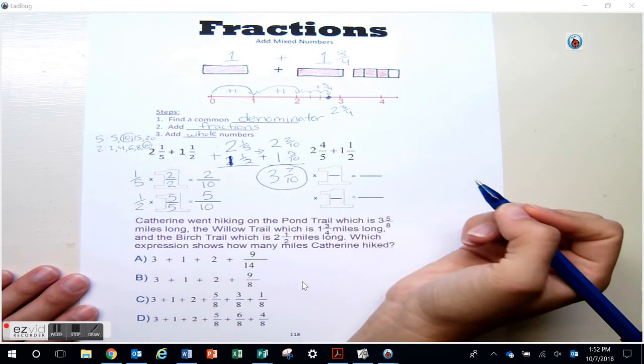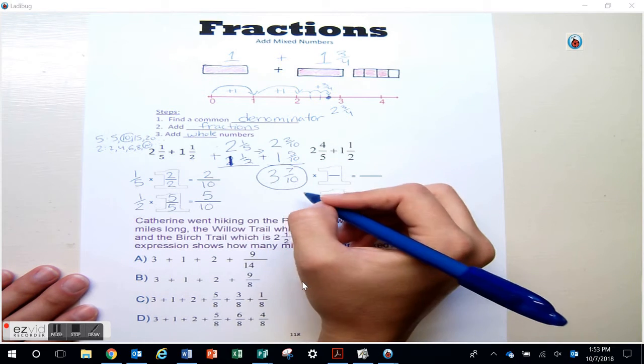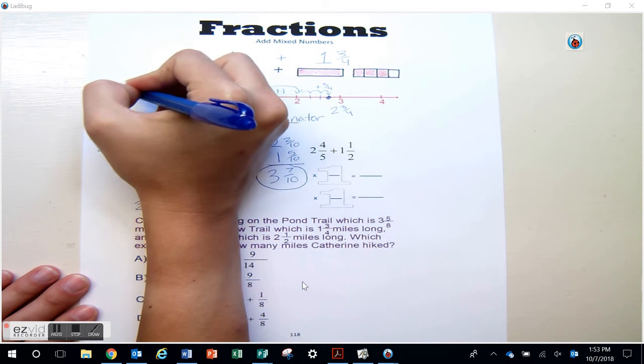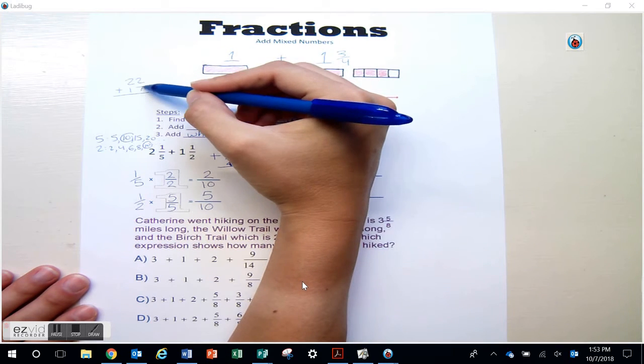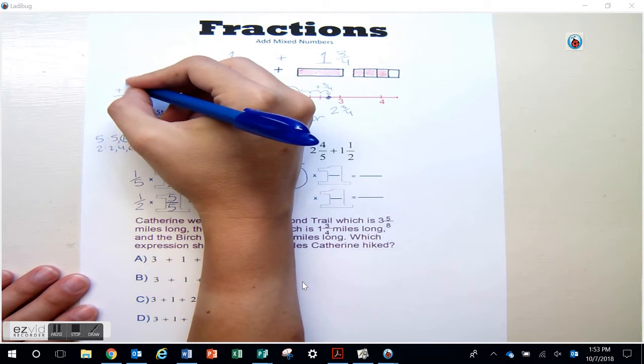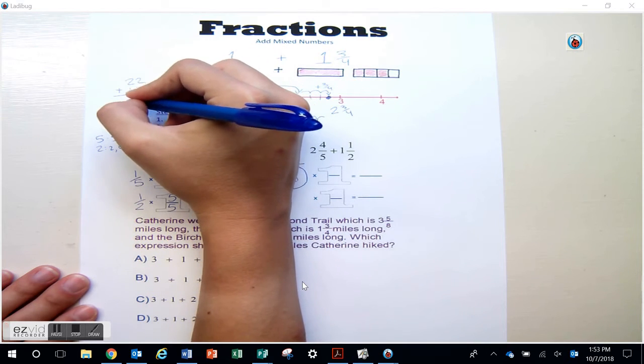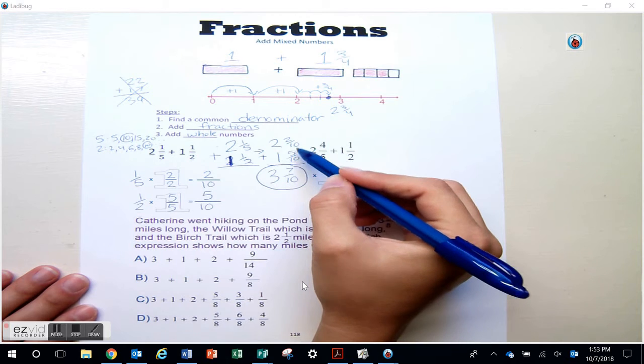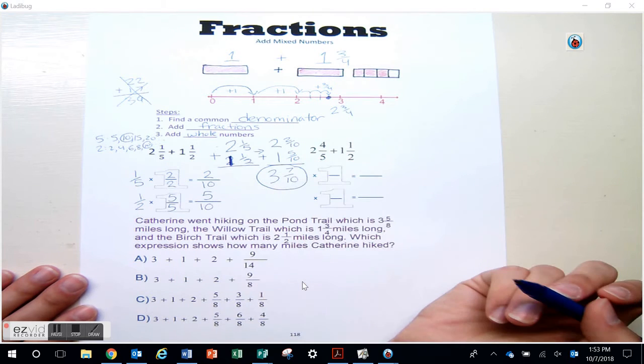Just like if I were to add, let's say, 22 plus 17, I would start here first, and then I would add this, right? So we do the same thing with our fractions. We add those first before we add our whole numbers.